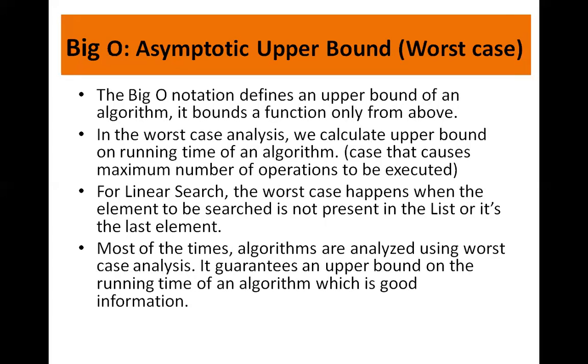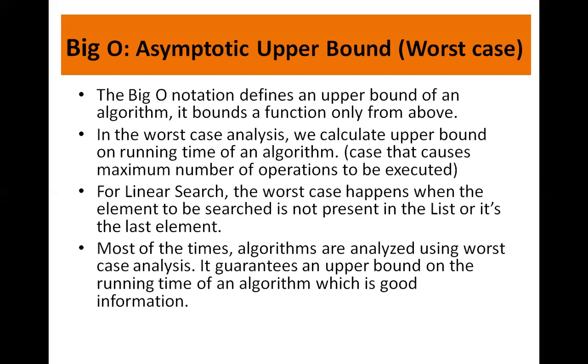Big O, that is the asymptotic upper bound, is used to represent the worst case analysis of an algorithm. The big O notation defines an upper bound of an algorithm. It bounds a function only from above. In the worst case analysis, we calculate the upper bound on the running time of an algorithm, that is, how much maximum time an algorithm will take for execution. So we consider the case that causes the maximum number of operations to be executed. We discard the constants, but we concentrate on the operations which will be executed the maximum number of times, especially the loops in the program.